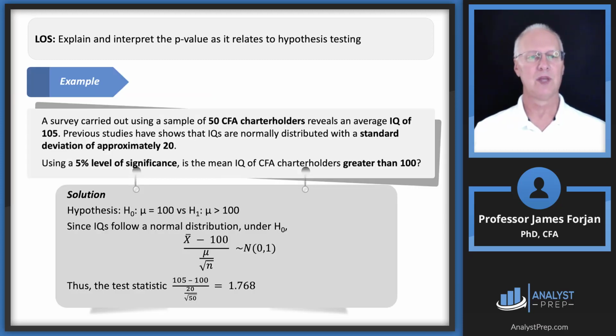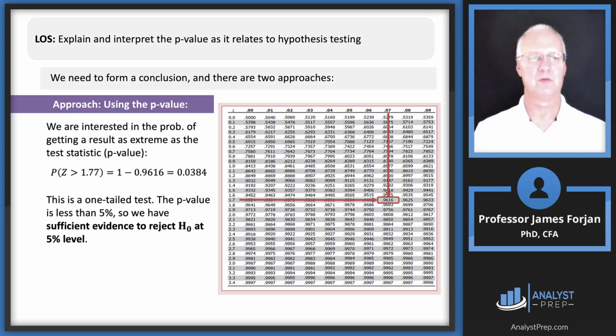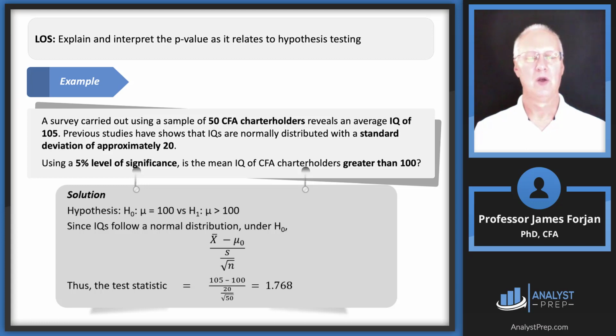And let's go back here. What did we say? Using a 5% level of significance. Well, there we go. 3.84 is less than 5%. So we have sufficient evidence to reject the null hypothesis at the 5% level. So what do we say? Let's go back here. What was our null? Our null was that the mean is 100. So we say, we learned that in kindergarten.